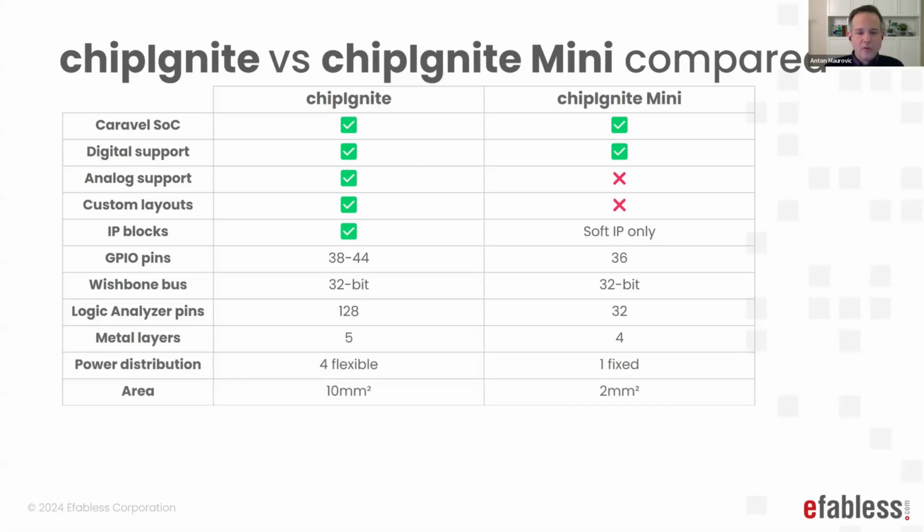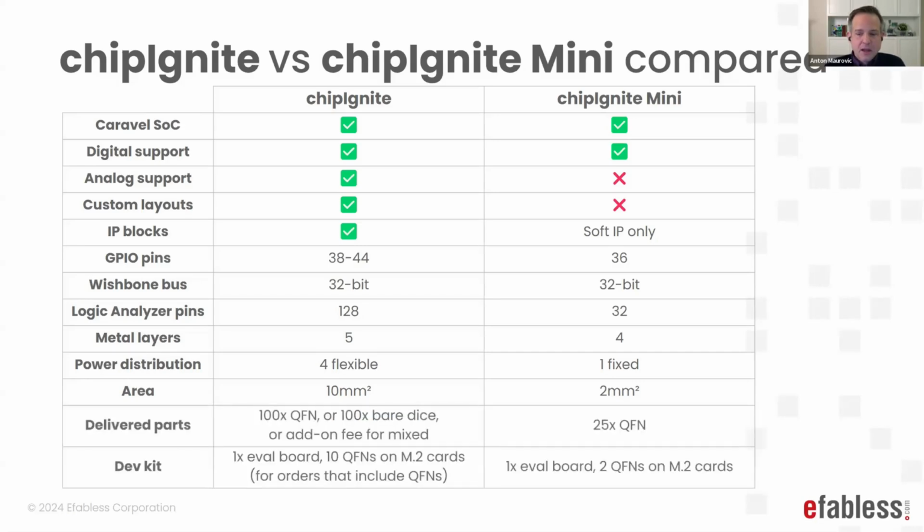At a more physical level, there are only 4 metal layers as opposed to 5 with a full chipIgnite, but you don't need to worry typically about what this means because the tools handle all of the routing for you. It may just mean that in some cases it has higher density on lower layers, but that's usually automatically handled. Power distribution is more flexible with chipIgnite. chipIgnite Mini provides just the one digital power domain. And chipIgnite Mini provides a smaller area, but as we've said, there's already quite a lot you can do within that space.